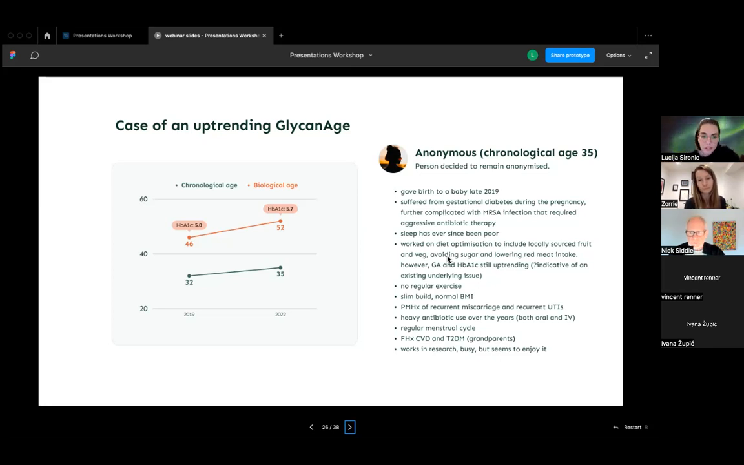Otherwise, her sleep is not as good. Her diet has somewhat improved in between the 2 GlycanAge readings, though we don't really see that it has made much difference. She's trying to avoid sugar and eat more fiber-based foods. She doesn't exercise. She's of slim build and normal BMI. Has a regular menstrual cycle. And the other important thing for her is that she does report cardiovascular disease being in her family, as well as type 2 diabetes.